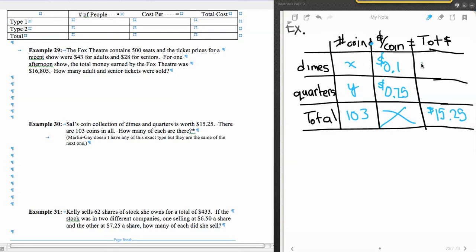And now the last thing I need to do is apply the total value formula. So I have X times 0.1, or 0.1X, and then 0.25 times Y. And now I have the equations. Remember, I get one equation from the numbers and one equation from the total values. So my first equation looks like X plus Y is equal to 103. And then my second equation from the grand total, or my total values over here, 0.1X plus 0.25Y.